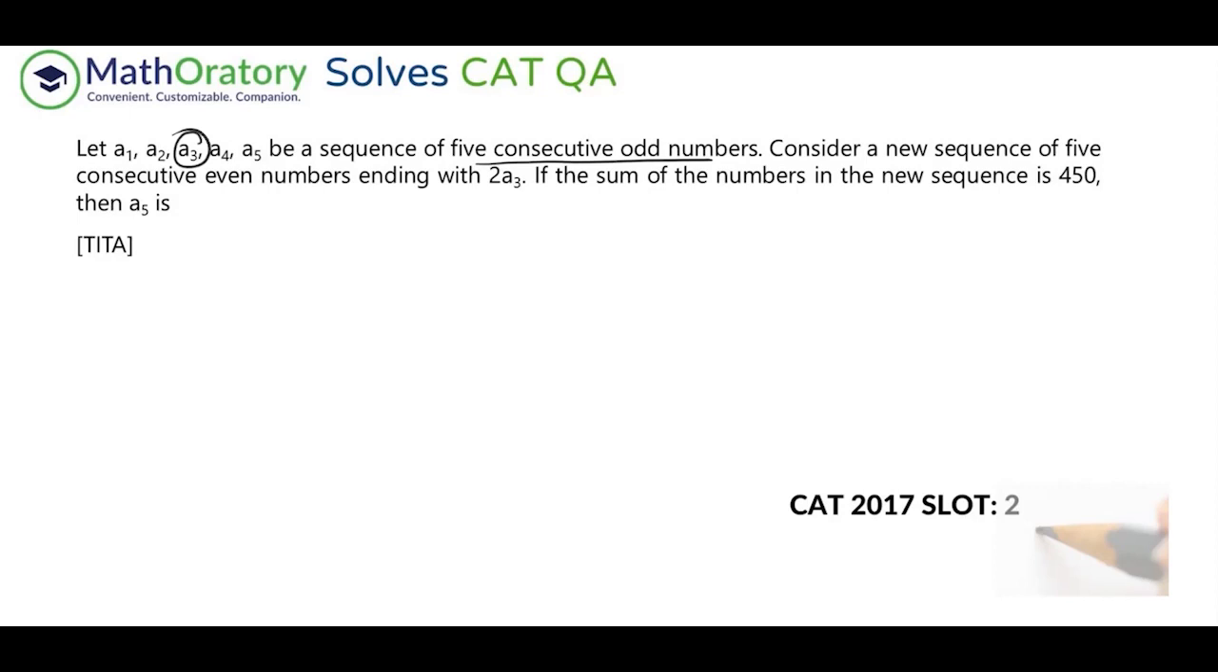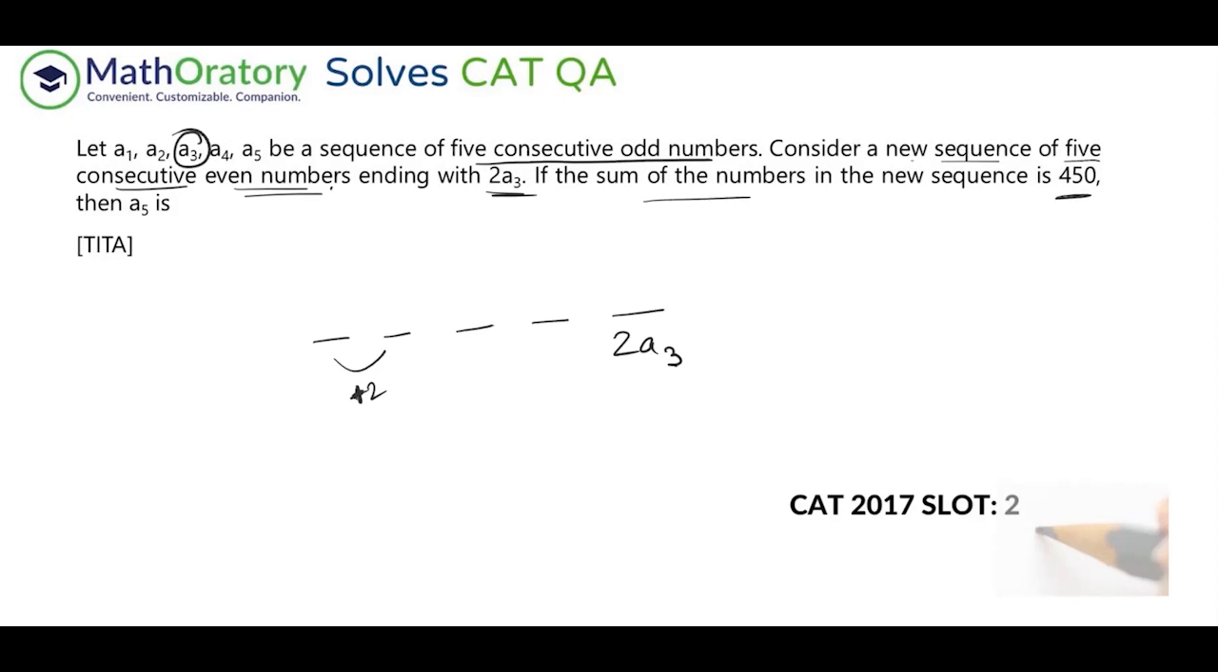Fine. Now we are looking for a new sequence of 5 consecutive even numbers. Again, the common difference is still 2, ending with 2A3. Okay. Now the last number is 2A3. So the new set of numbers that we have, the last term is 2A3. Great. Now these are consecutive even numbers, so the common difference is plus 2. So let me indicate that also. So this is it.